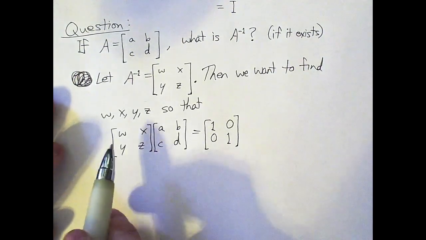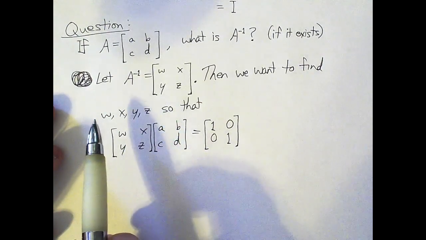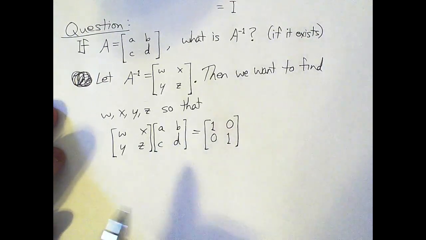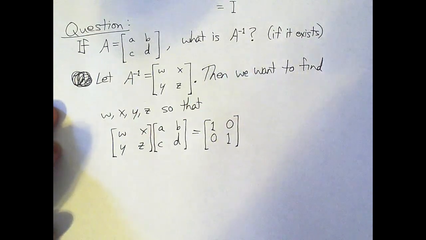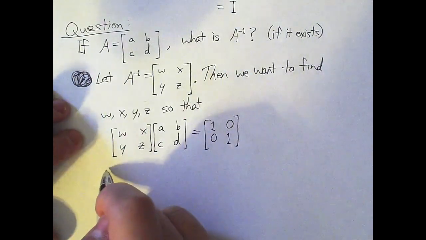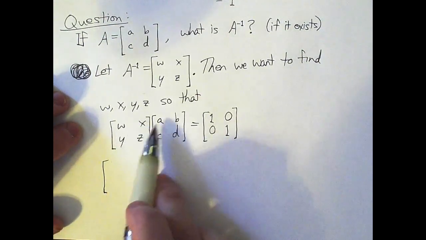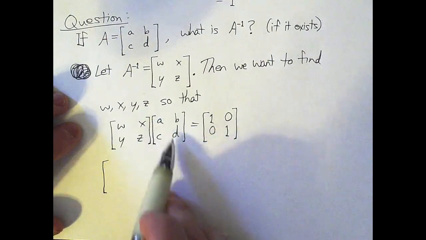I'm hoping that I can find formulas for W, X, Y, and Z, and maybe there'll be little formulas where each one of them is in terms of A, B, C, and D. That way I could use the original matrix to find the inverse. Well, we could do the matrix multiplication on the left-hand side here. We know how to do that. W times A plus X times C, W times B plus X times D, etc.